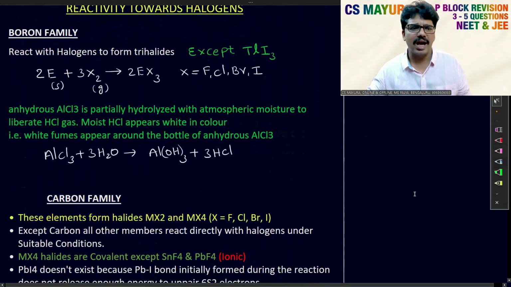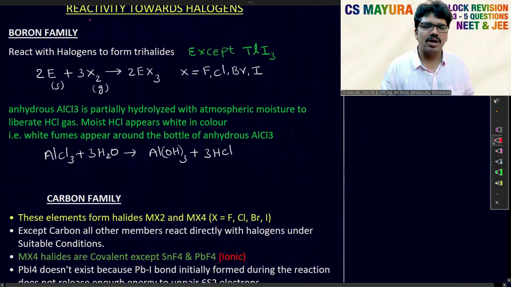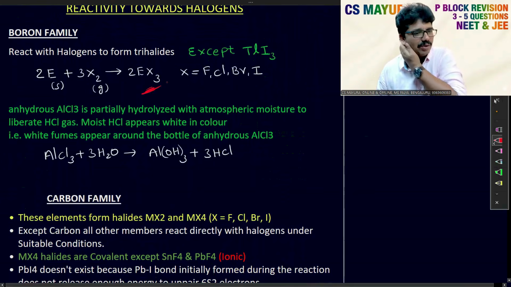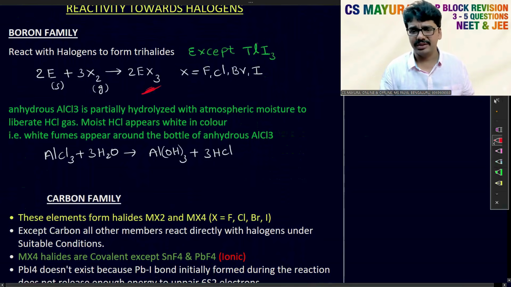Now, reaction towards halogens. First, coming to the boron family. Boron gives EX3 type of compounds. Fluorine, chlorine, bromine, iodine all will form them, except TlI3, because thallium +3 oxidation state is not stable.